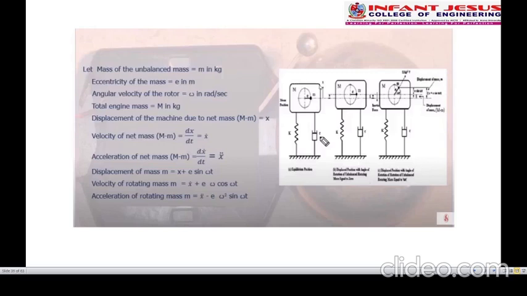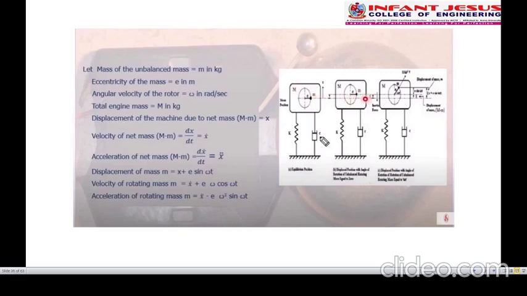Why is this displacement there? This displacement is due to the net mass. So what is the net mass? It is capital M minus small m. So due to this net mass, there is the displacement x. That is, the displacement of the machine is due to the net mass. So what is the net mass? Capital M minus small m.